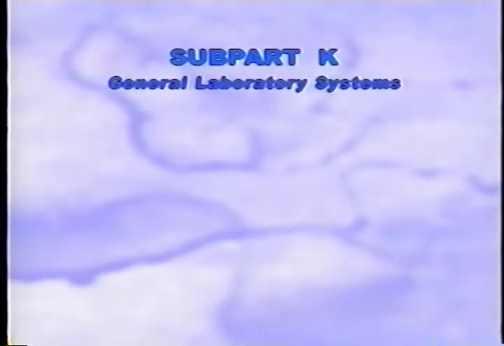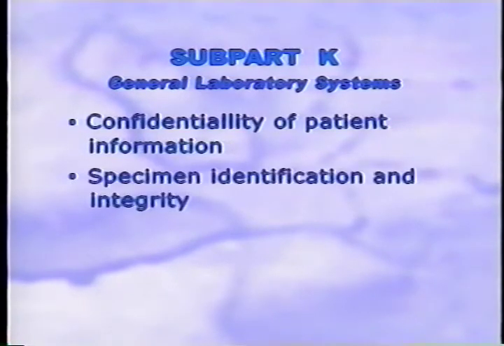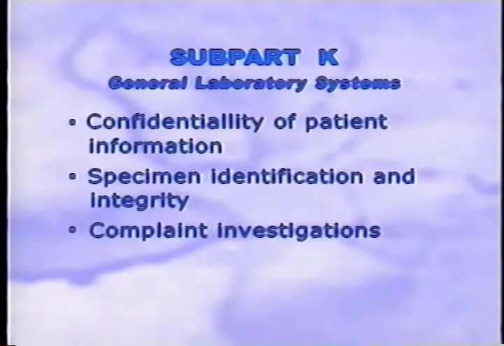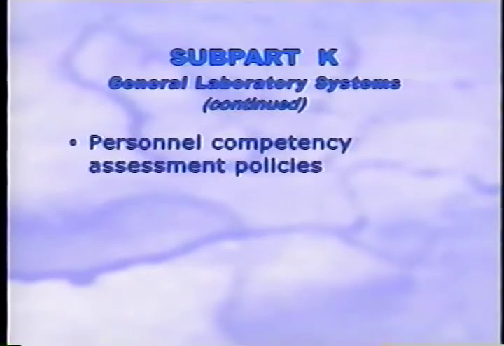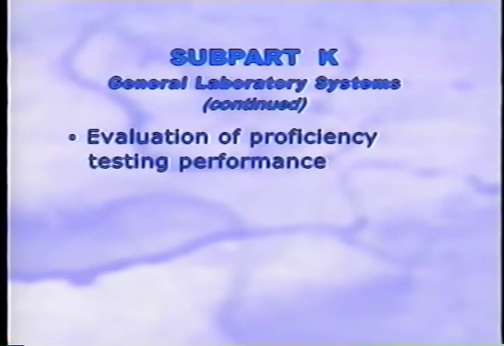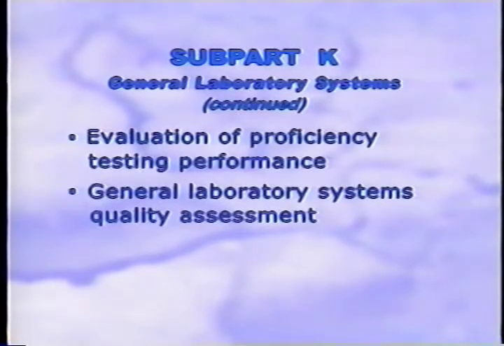General Laboratory Systems now includes confidentiality of patient information, specimen identification and integrity, complaint investigations, communications, personnel competency assessment policies, evaluation of proficiency testing performance, and general laboratory systems quality assessment. New to this section of the final regulation are confidentiality of patient information and evaluation of proficiency testing performance. In the former regulation, confidentiality was incorporated within the requirement of test report. Now a standard in the final rule, confidentiality of patient information is addressed as a distinct function of the laboratory testing process. With regards to proficiency testing, or PT, the PT performance evaluation now requires the laboratory to verify any PT score not reflective of the laboratory's true testing performance.